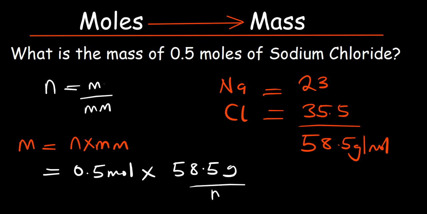Okay, now what is going to happen is that we can cancel the mole and cancel the mole. Therefore we are going to have 0.5 multiplied by 58.5. On my end, I'm getting 29.25 grams. So basically this is how we solve these types of questions.